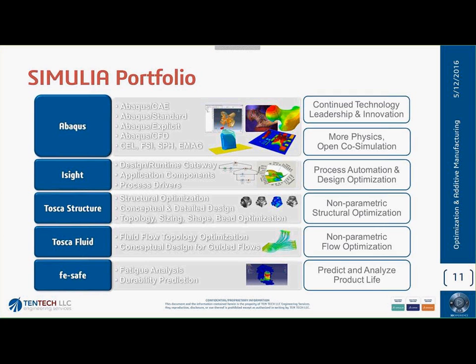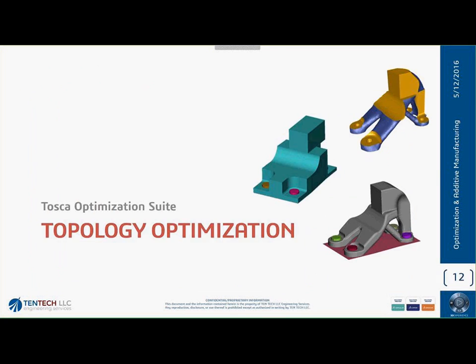So naturally, all those applications talk to each other, work with each other, and within the 3D experience platform are completely seamlessly working together. So now we're going to switch to actually looking at what we were supposed to talk about today, the topology optimization. Within the topology optimization, we'll have some definitions, and we'll also look at a particular product, the Tosca optimization.